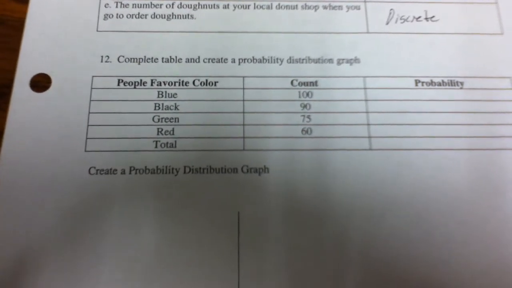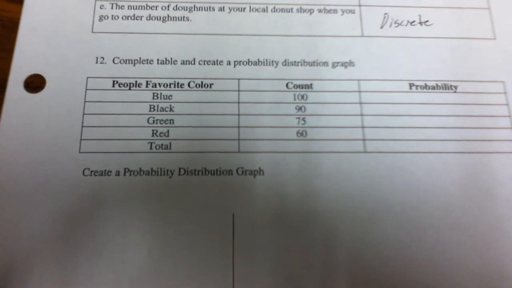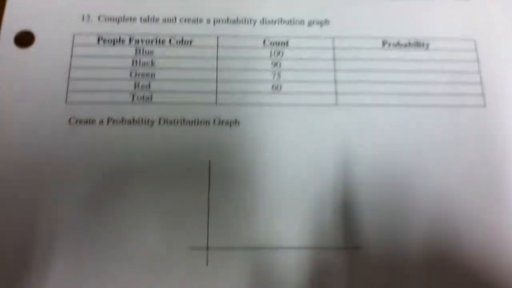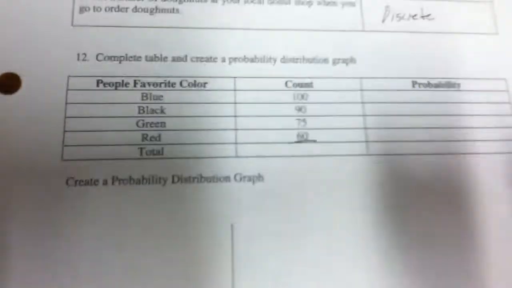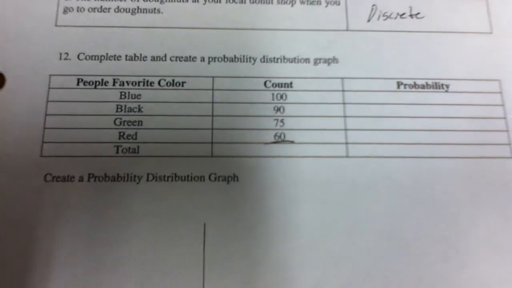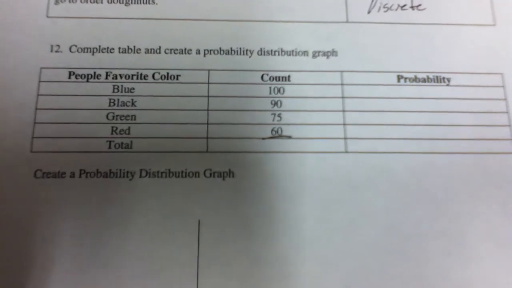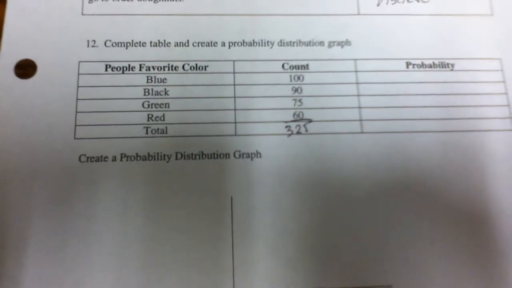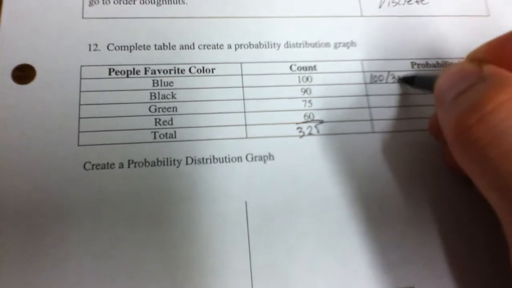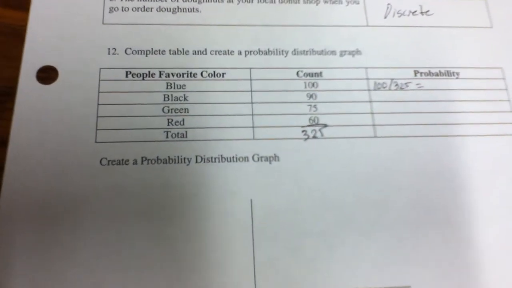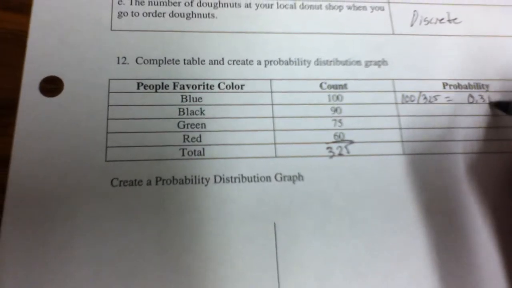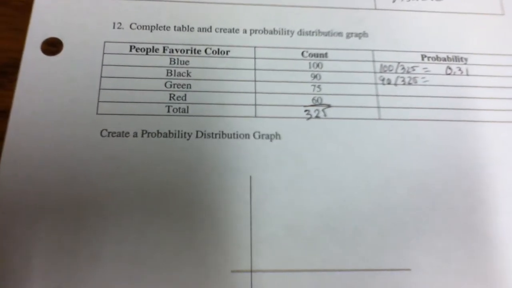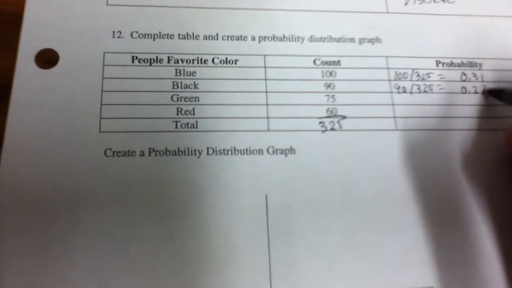Your favorite color. So we have blue, 100 people, black, 90 people, green, 75 people, red, 60 people chose. If I want to find the probability and make a probability distribution graph, step 1, we add. We take 100 plus 90 plus 75 plus 60, which gives us a total of 325. So step 1 is we add. Then to find the probability of each one, we take 100 divided by 325. That gives us about 0.31. 90 divided by 325 gives us about 0.28.